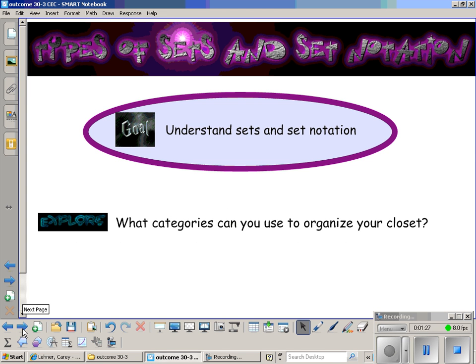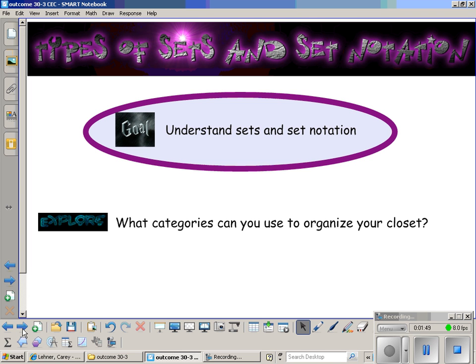So in this first lesson, we're going to look at types of sets and set notation. And our goal is to understand sets and set notation. What are they? So here's a question for you. What categories can you use to organize your closet? So you think your closet is your bedroom closet. How can you organize your closet?